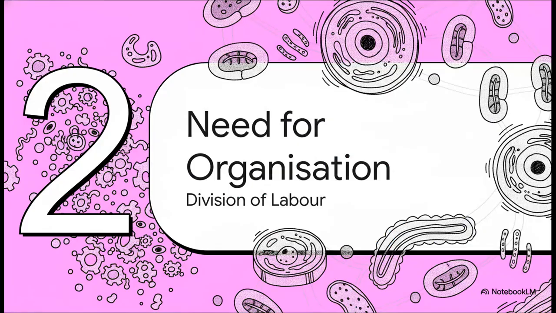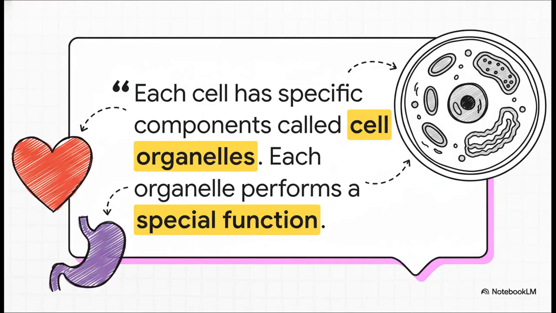Now, you can imagine, with so many different activities and reactions happening all at once in the same place, things could get very messy, very chaotic. This is why a complex cell needs a very organized internal structure. And how does the cell stay organized? Well, it's very much like our own body. Our body has different organs for different jobs, right? A heart to pump blood, a stomach to digest food. In the very same way, a cell has specific components inside it called cell organelles. Each of these organelles has a special job to do. This very important concept is known as the division of labor.